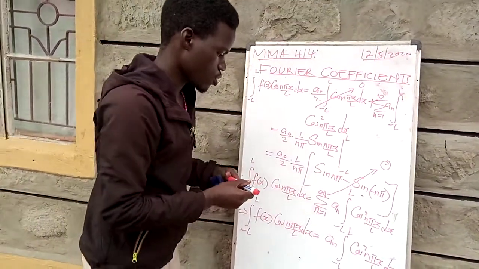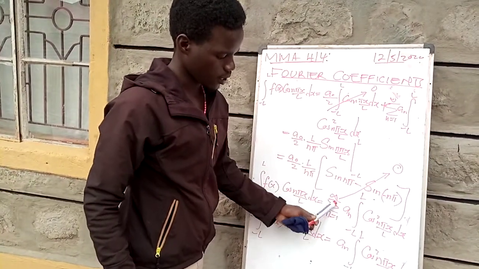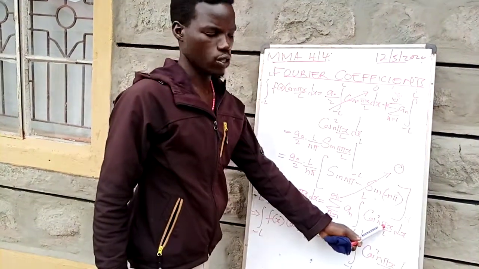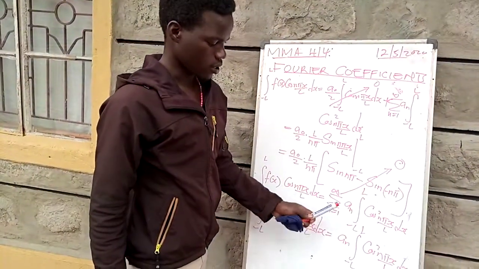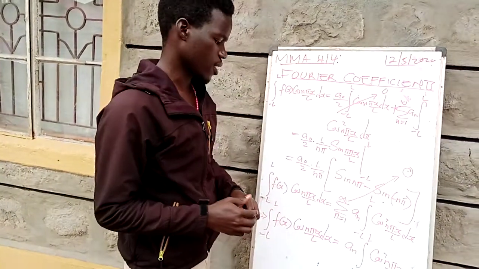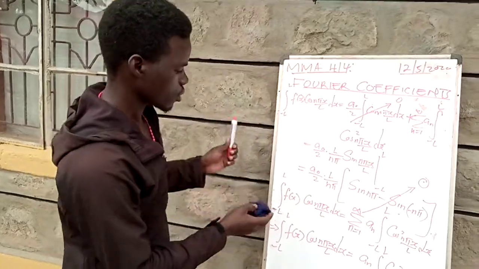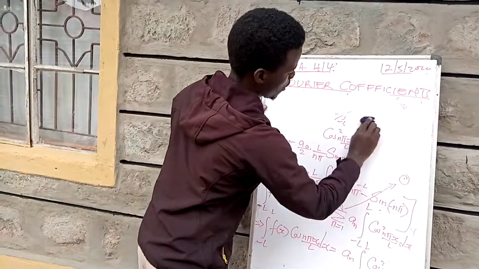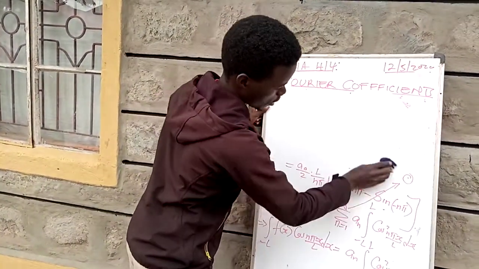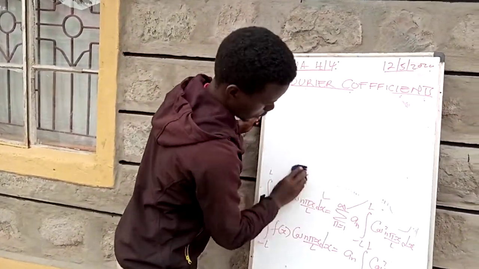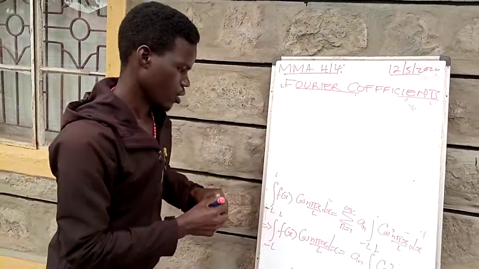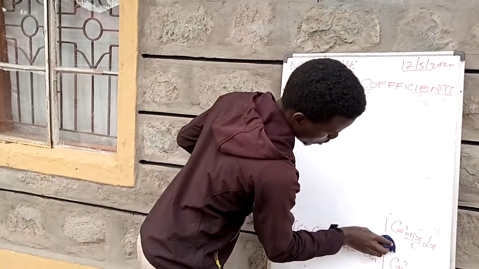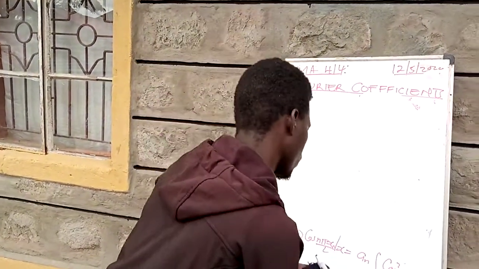The reason why I've dropped the summation sign is that I just have one component here to add. So there is no need of me having the summation sign in that case. So we still proceed with the derivation.